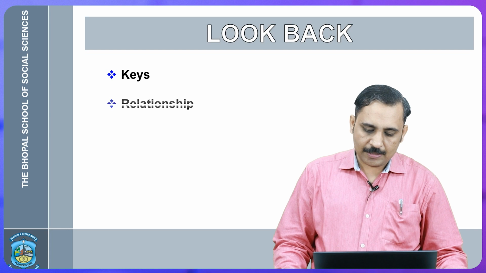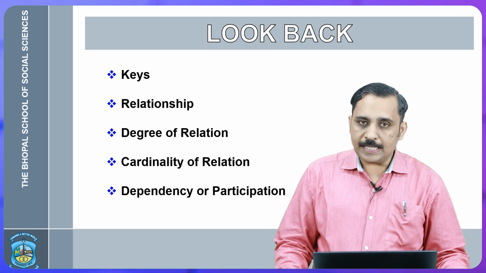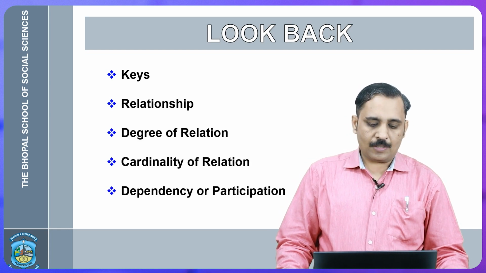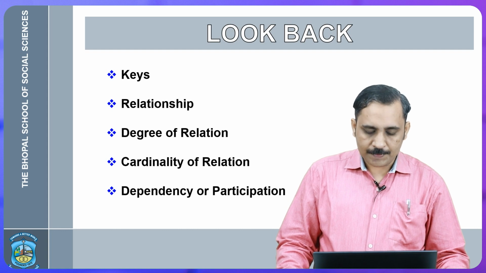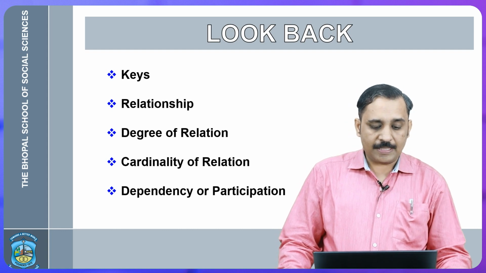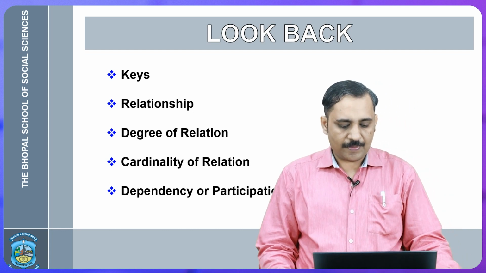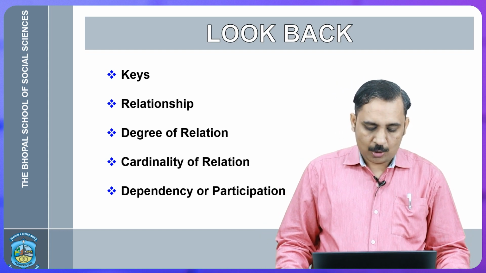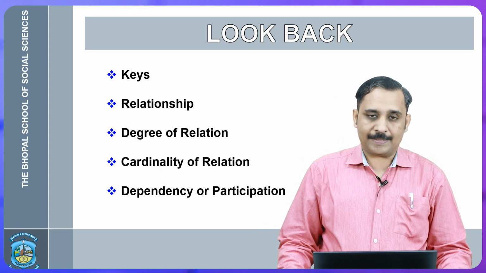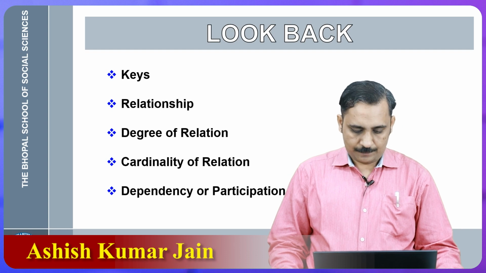Let us see what we have seen in this module. We started with keys, we have seen different keys. We learned about various relationships that exist. We have seen the degrees of relationship. We have seen the concept of cardinality and also the dependency or participation of an entity in a relation.